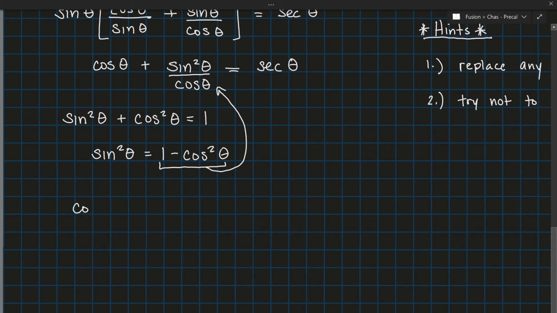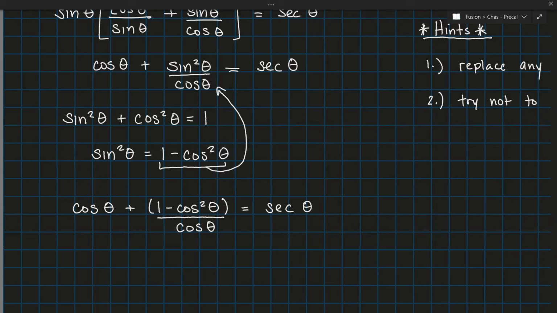So we get cosine theta plus 1 minus cosine squared theta over cosine theta equals secant theta. Okay. Well, if we can get rid of the cosine squared theta, we can turn 1 over cosine into secant. We can, exactly. What can we do with this fraction here?